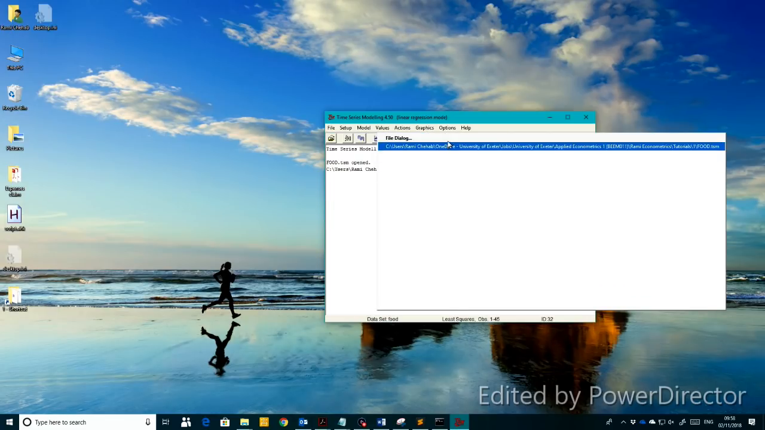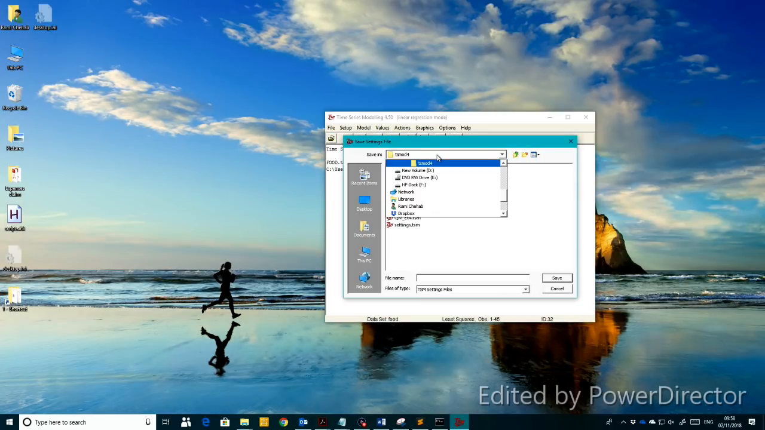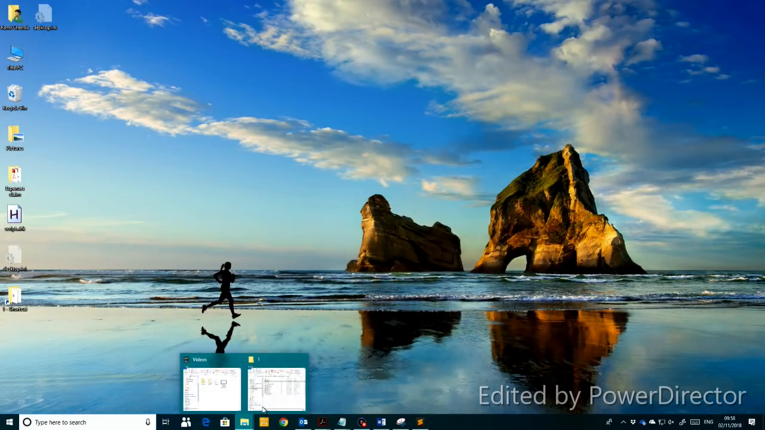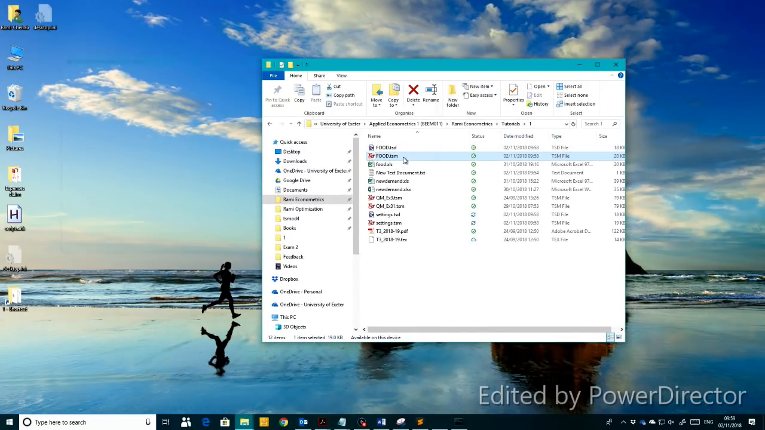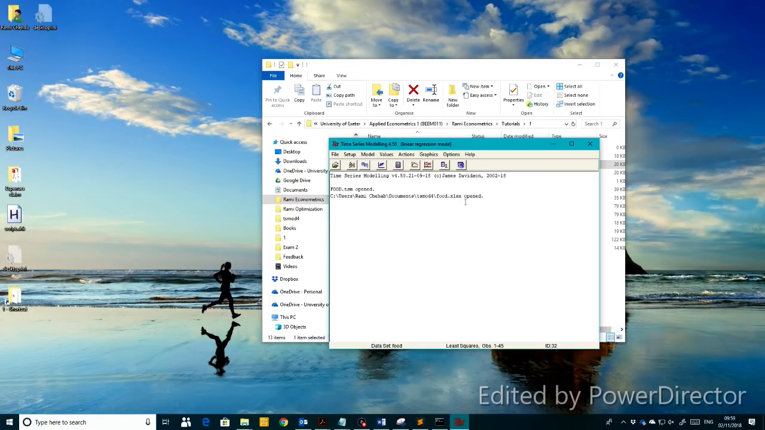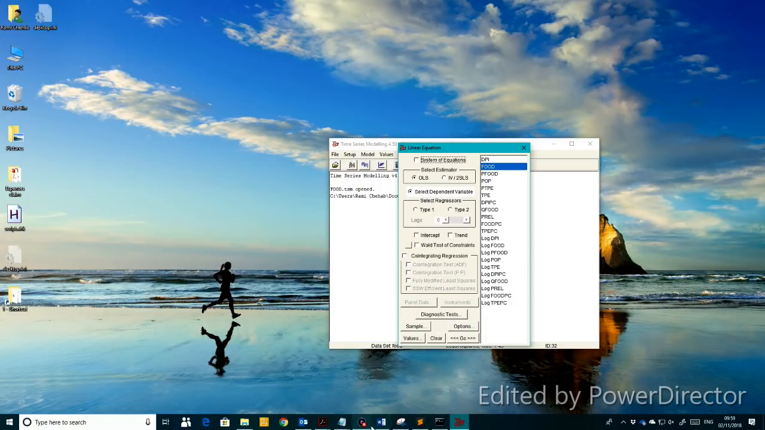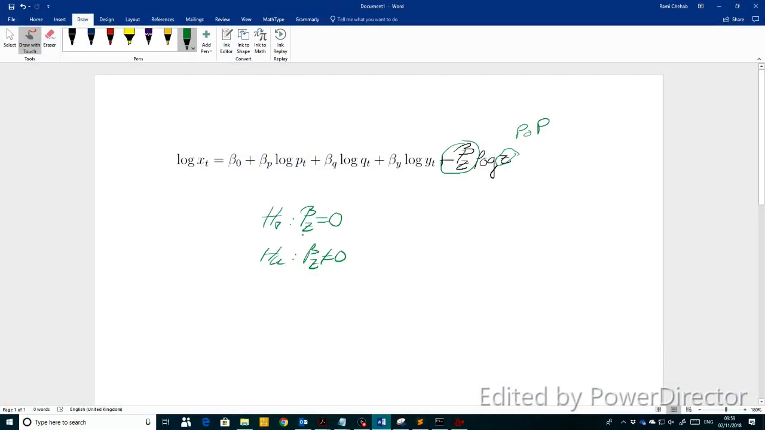You can save it anywhere, but I usually prefer to save it in one place. I use the desktop, where I have a shortcut, so I called it food.tsm and saved it over there. Now whenever I close it, I can open my tutorial folder and open food.tsm, and everything is loaded, as you can see here. The dataset is loaded.